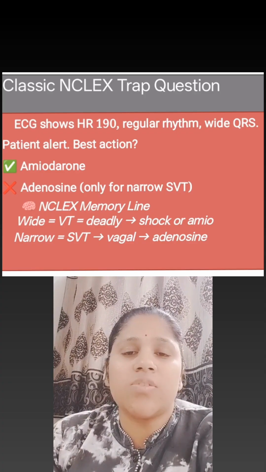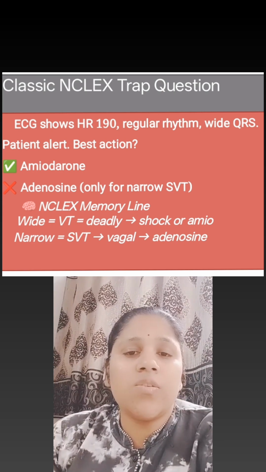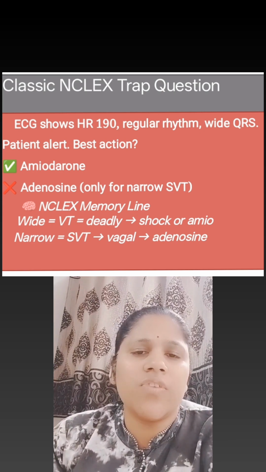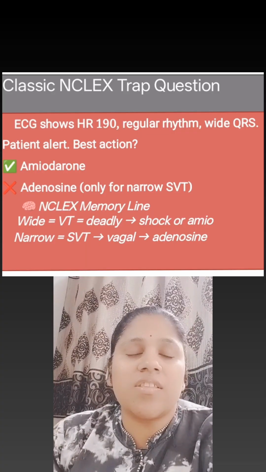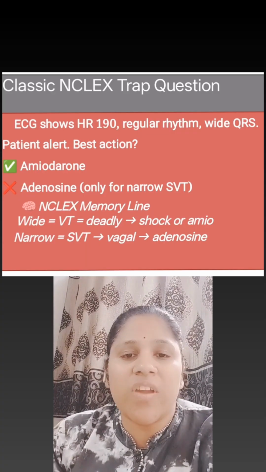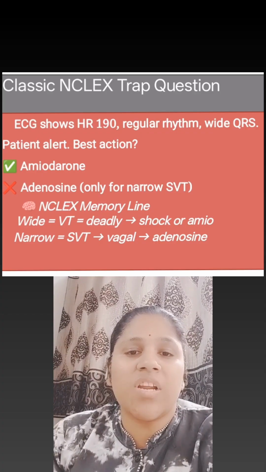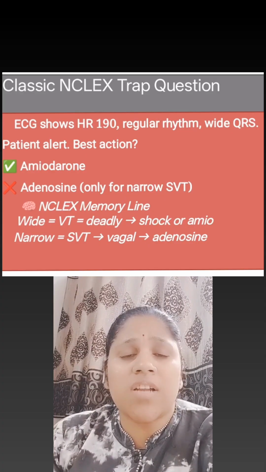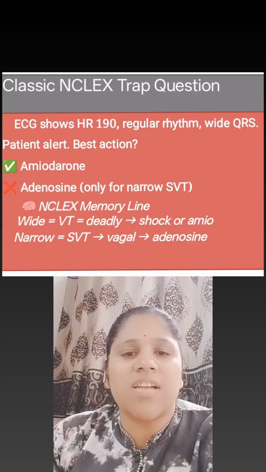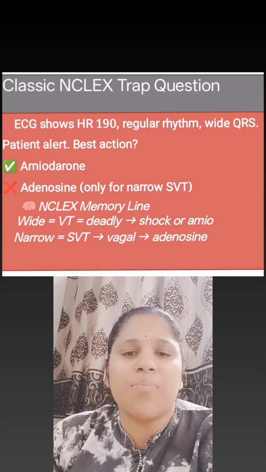Adenosine is given only in case of SVT. So the NCLEX memory line is, if the QRS is wide, it is VT and it is deadly, so shock the patient, or we should treat with amiodarone. If the QRS is narrow, it is SVT, so we should try vagal maneuvers and injection adenosine is the choice. So this is the way we need to crack this type of question.